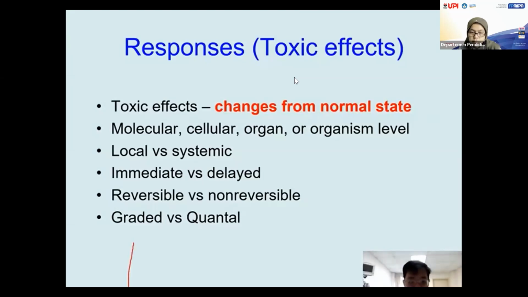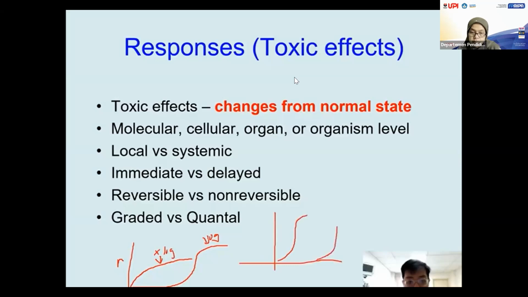Graded usually means a typical dose response curve. You have the response here and the dose here. If you plot increasing concentration, you have something like this. But if you plot the log, you will have a sigmoid curve, something like this. This is for log, and this is for the normal one, without the log. This is typical of a graded response.